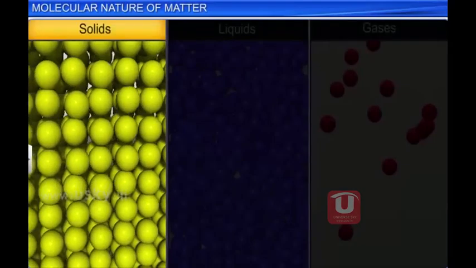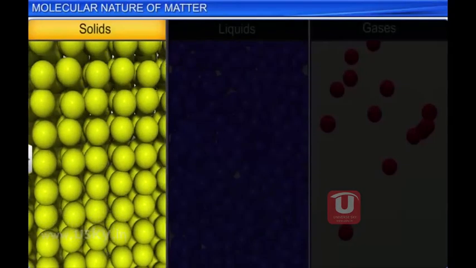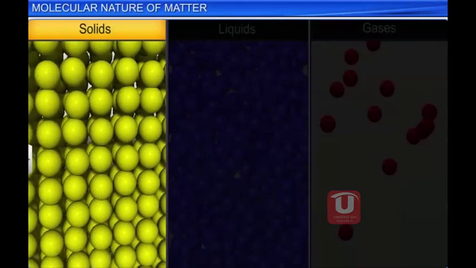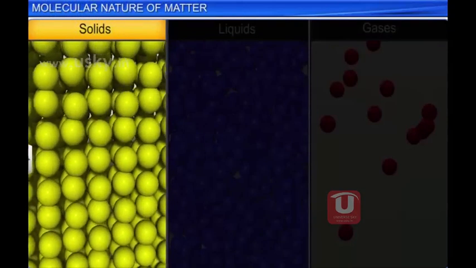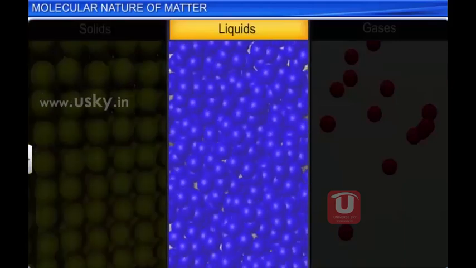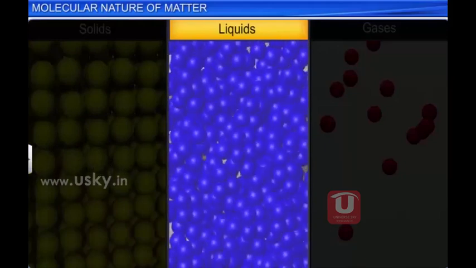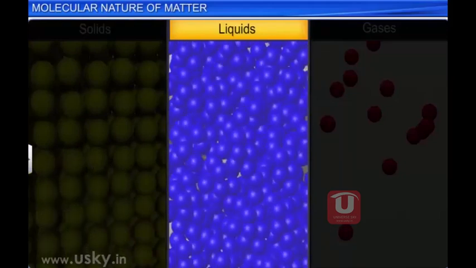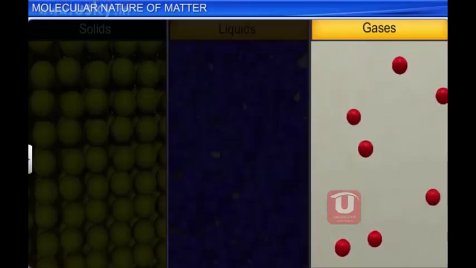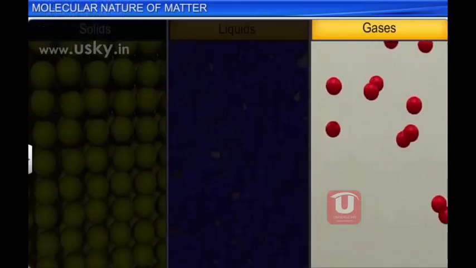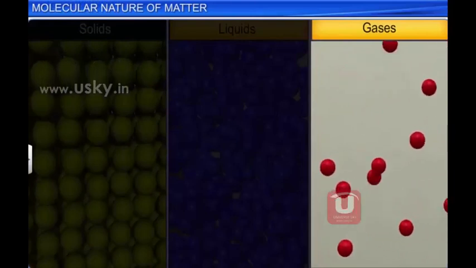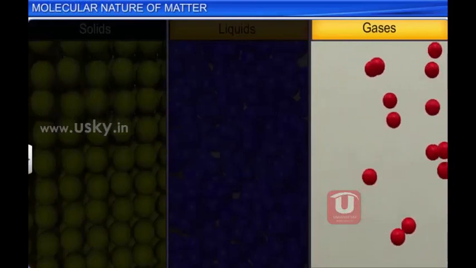In solids, the atoms are tightly packed. That is, the interatomic force is strong. In liquids, the atoms are loosely packed. That is, the interatomic force is weak. Whereas, in gases, atoms are very loosely packed. That is, the interatomic force is negligible.